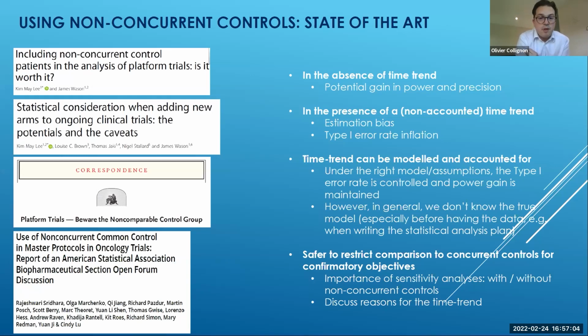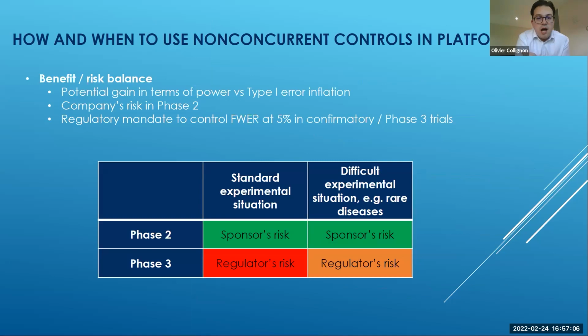Next slide, please. So when and how to use non-concurrent control? It's clear that there is a benefit-risk balance: again, a potential gain in power versus type 1 error inflation. And this is summarized in the table that you have here on this slide. So in phase 2, it's very much sponsor risk, and we can in some ways take the decision we want. In phase 3, when we are governed by the regulatory mandate, I think we need to separate what we would call a more standard experimental situation from a more difficult experimental situation.